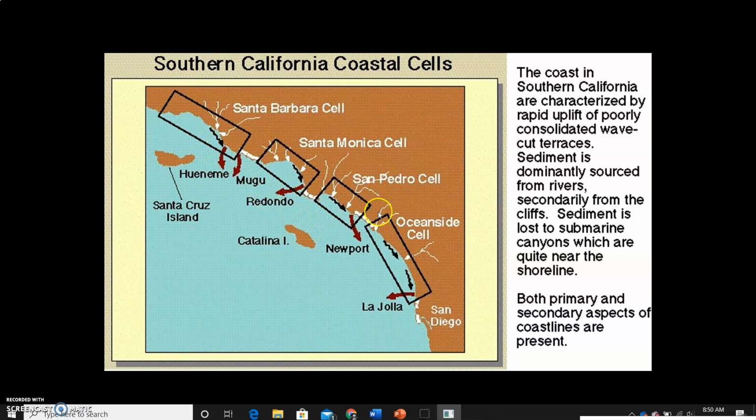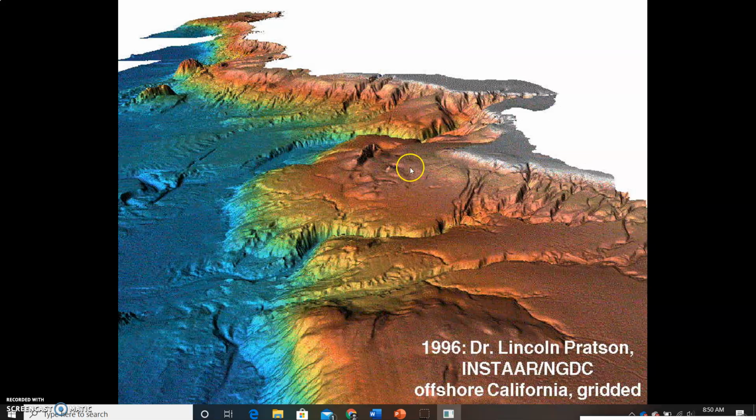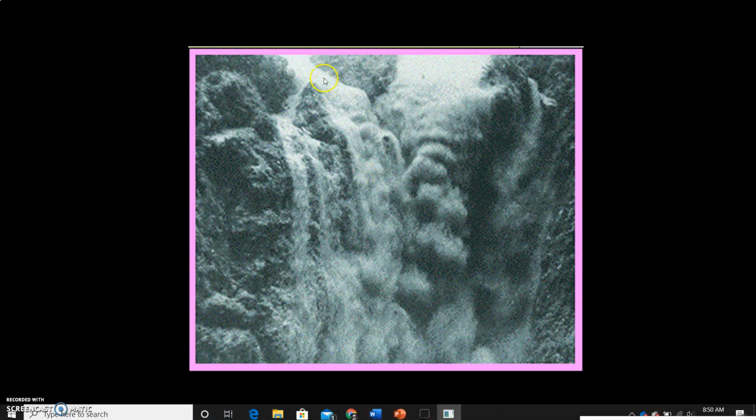So there's basically both primary and secondary sources you're gaining sediment from. And sediment is lost to submarine canyons, and for instance here is an offshore canyon in California, and it's showing you all these actual canyons along the shores. This is where a lot of the sediment goes from the beach. A lot of it is funneled towards these canyons out into the ocean.